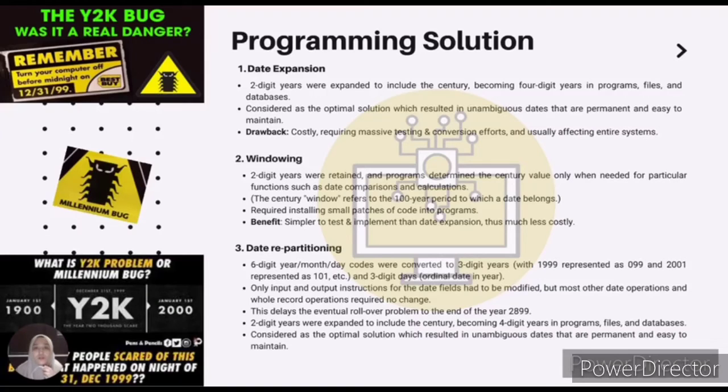This was considered the optimal solution, which resulted in unambiguous dates that are permanent and easy to maintain. But this method turned out to be costly, requiring massive testing and conversion efforts, and usually affects the entire system.